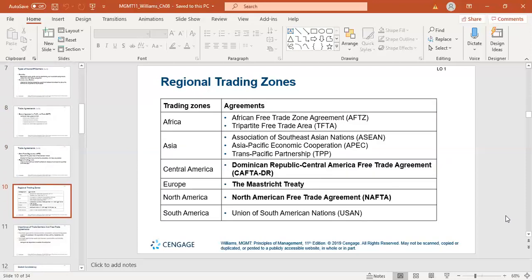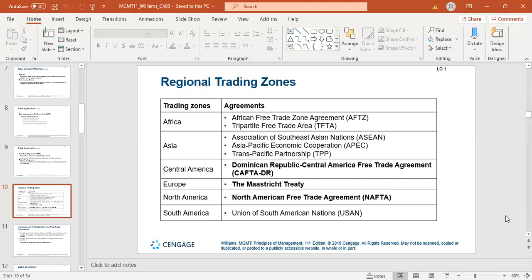These are some of the major ones around the world. Again, once you get to the point where you're trying to do international trade, it's better for you to understand what's going on, because this may be direct competition to what you're doing. Looking at these, in Africa, there's the African Free Trade Zone, also the Tripartite Free Trade Agreement. In Asia, there are a number of them due to its large geographic location.